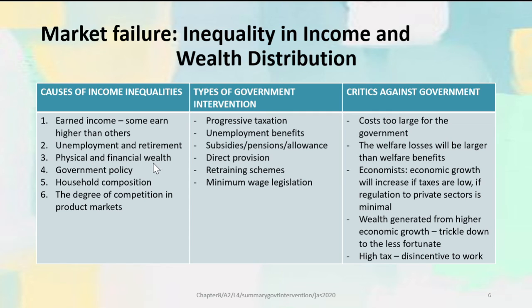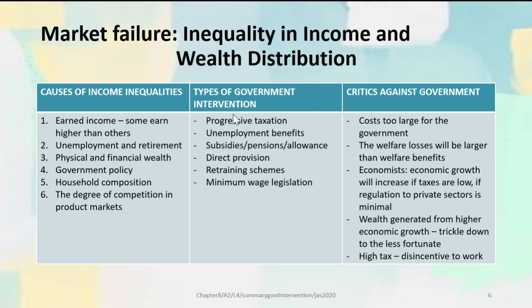Physical and financial wealth, that's another, where some are wealthier than others. Where government policy is involved, again, there are people who are favored compared to other people. Household composition, again, looking at one household with more children compared to another household with very few children or dependents, then it might affect the income level overall, causing income inequality. And the degree of competition in product markets. So the degree of competition would even be affecting the income and wealth distribution overall.